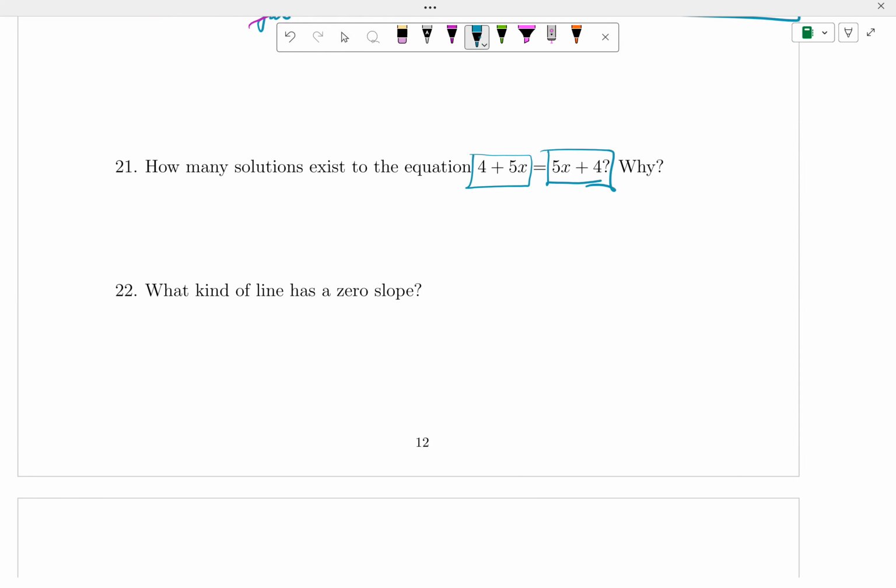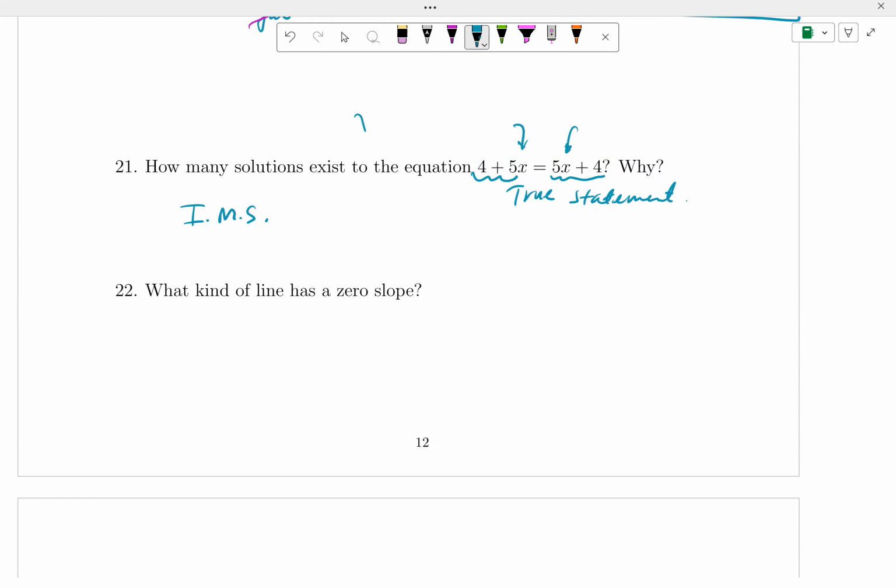If they're exactly the same, you have infinitely many solutions. Yes, you can just write IMS. It's universally acceptable in the math world. You have infinite solutions. And this is the case because you end up having a true statement. The left side, 4 plus 5x, is indeed equal to 5x plus 4. A true statement. And any x value that you plug in here will always yield a true answer.